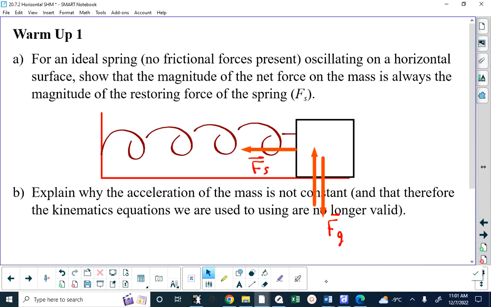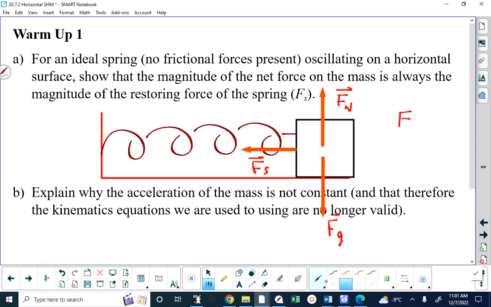Most people will just say, well, they have to be the same. They have to be equal in magnitude but opposite in direction. So this is the normal force. Are there any other forces acting on the mass? No, that's it. So if I said to you, what is the net force?